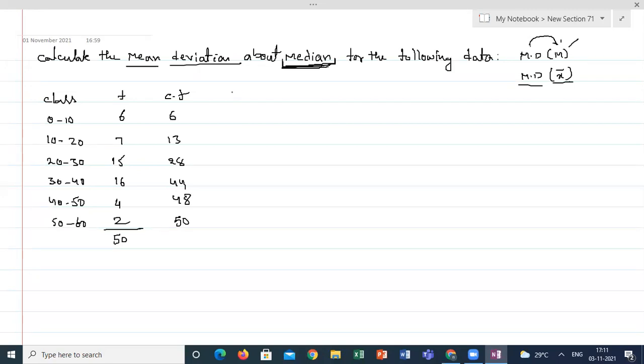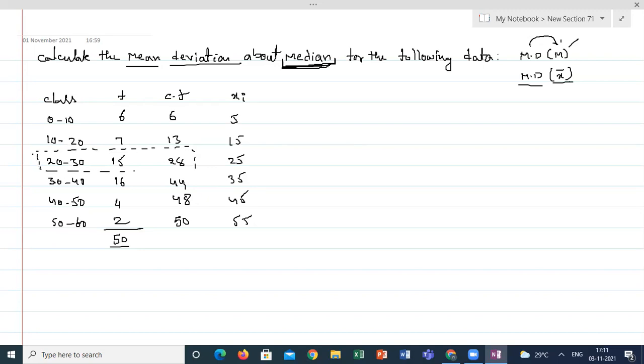Next, midpoints, that is xi: 5, 15, 25, 35, 45 and 55. And from here you are going to calculate the median. How are you going to calculate the median, students? The total number of observations is 50, an even number. So it is the 25th plus 26th observation, divided by 2.